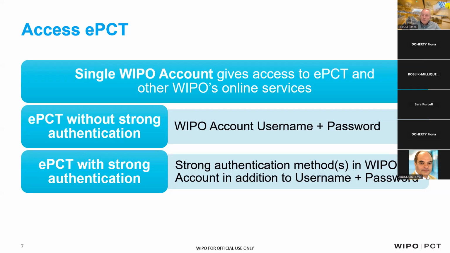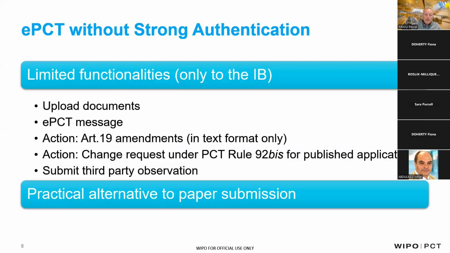In ePCT, we have two modes, ePCT with and without strong authentication. In ePCT without strong authentication, you can access it using your username and password. And as soon as you add the second factor of authentication with your WIPO account, then you can have access to ePCT with strong authentication. So what can you do using ePCT without strong authentication? You only have access to limited functionalities and only with the IB, meaning that you can only upload documents to the IB.